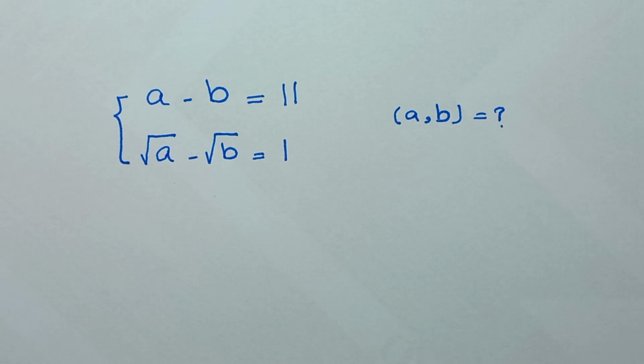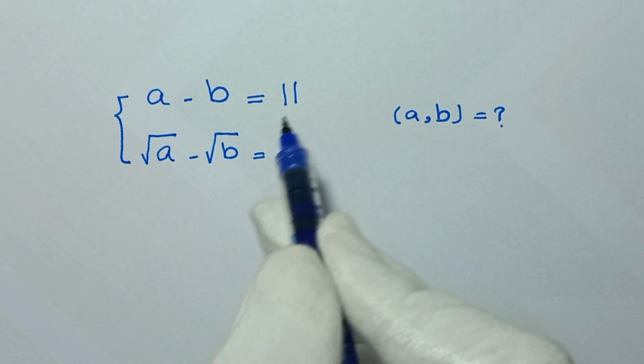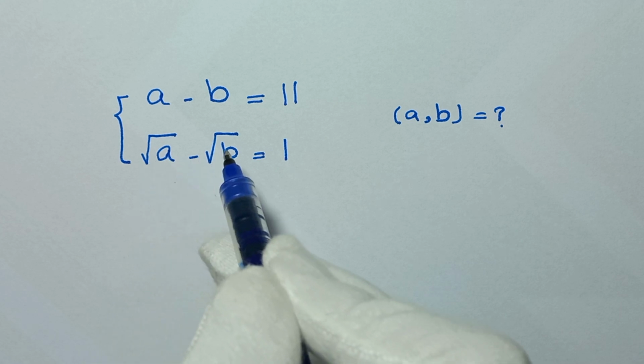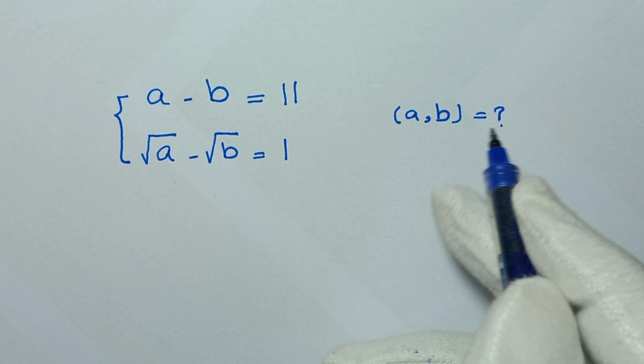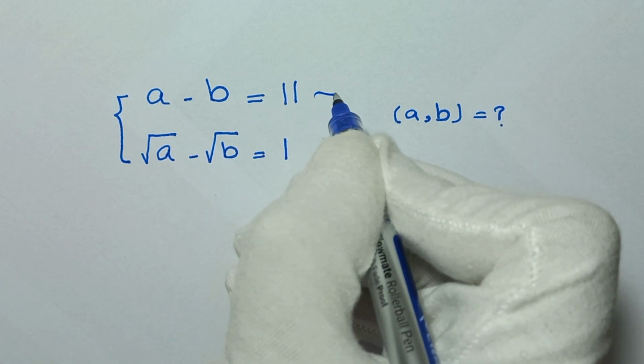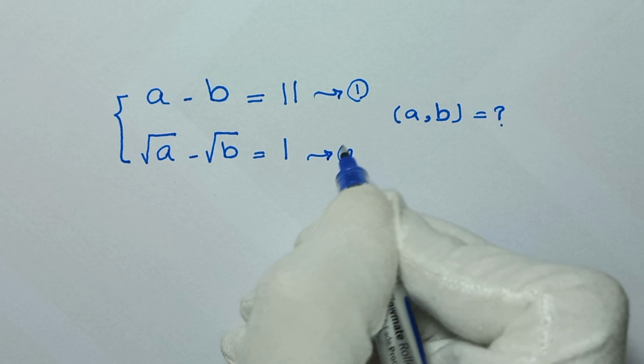Hello my friends, you're welcome to solve this math problem: a minus b is equal to 11, and the square root of a minus the square root of b is equal to 1. Find the values of a and b. In the first step, we let this be equation 1 and this be equation 2.